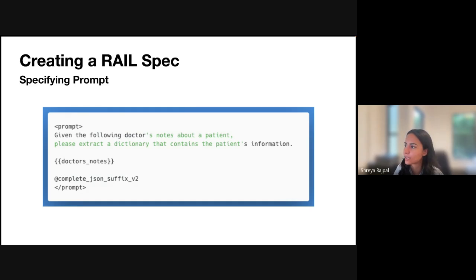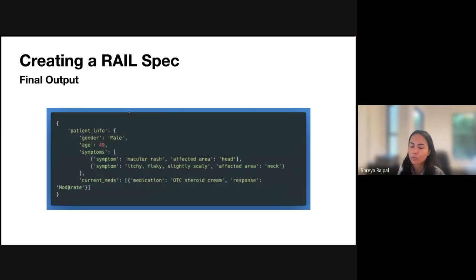So I can essentially say, okay, this is some meta level information about the task we're trying to do for the LLM, et cetera. This is any prompt that you would ordinarily use with some boilerplate from Guardrails. And then once we actually do this, the final output that we end up getting from the large language model looks something like this.